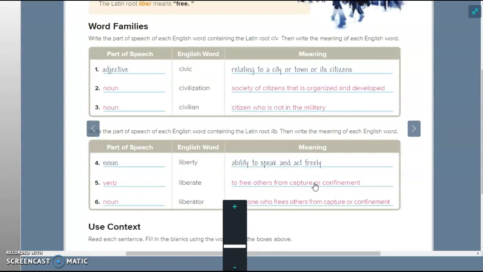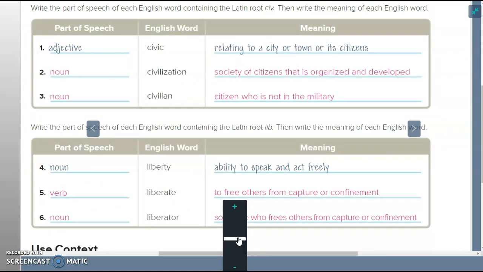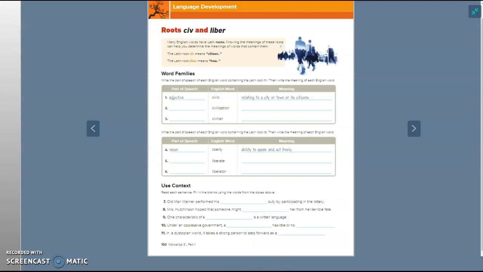I would like you guys to make sure that this is all filled out. If you need to pause your video and make sure that this is all filled out, that would be awesome. Go ahead and pause now, because when you unpause, these words won't be there anymore. Hopefully you were able to get all of that.